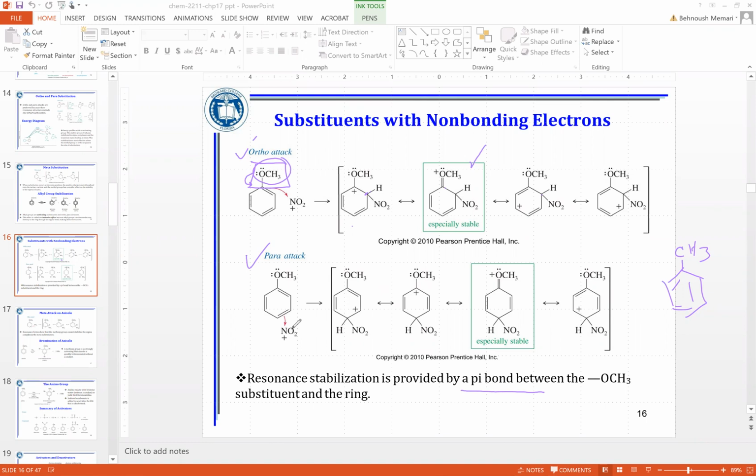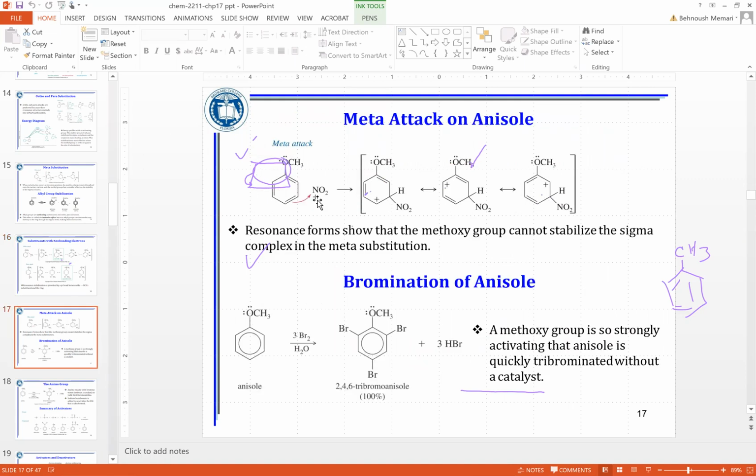And the explanation goes back to how many resonances you have when there is an ortho and para attack, compared to if you had only meta. If you have a meta, if this is on the meta position, you only get 3 resonances, not 4 resonances. So 3 resonances is less stable. That's why the percentage composition of the product for ortho and para is a lot more than the meta position.